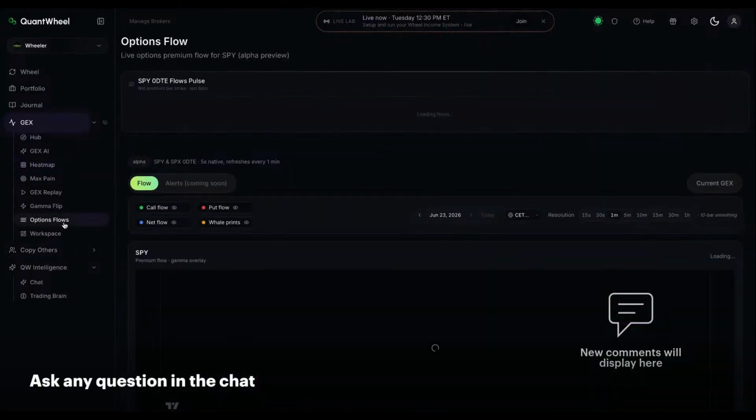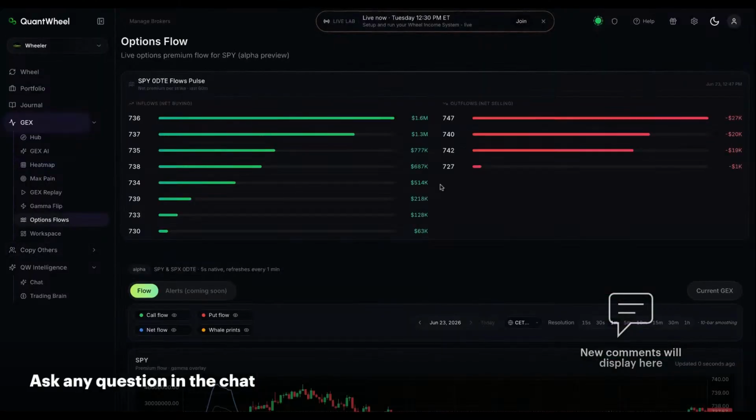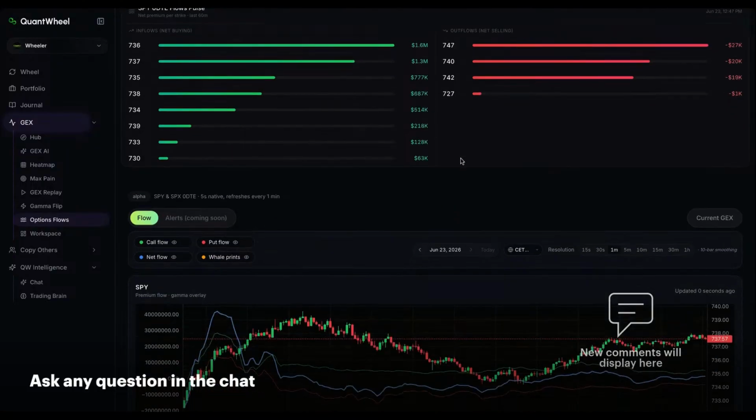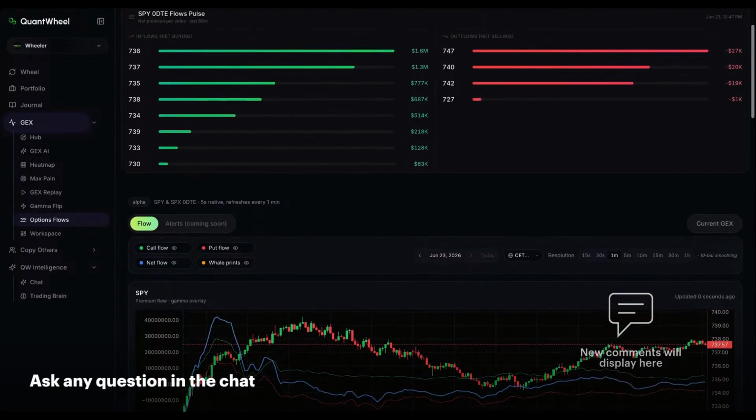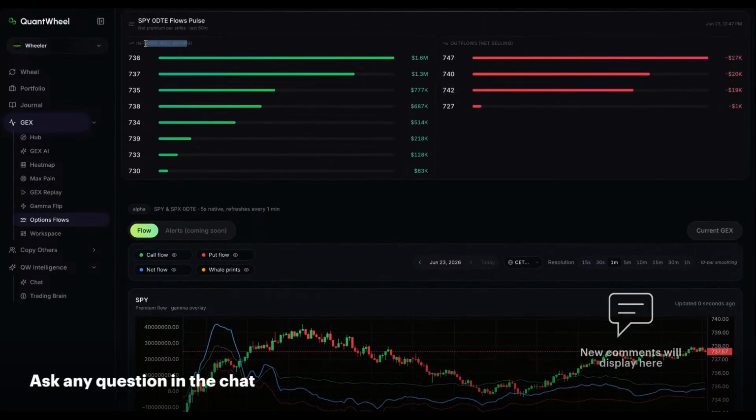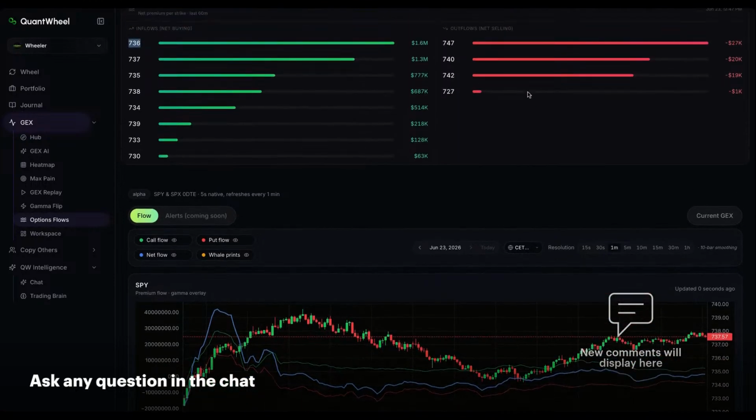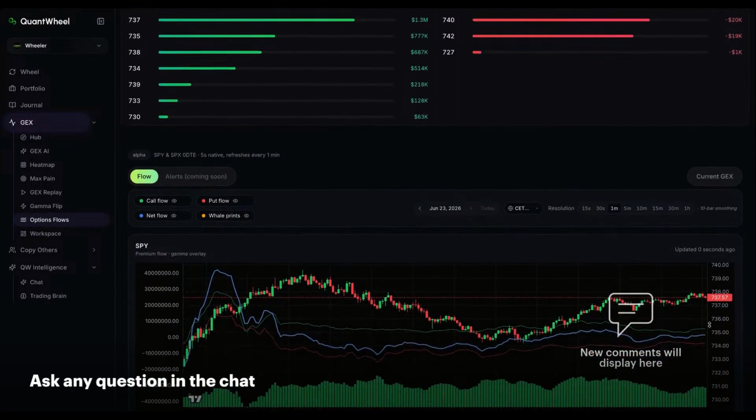Also on the SPY level and zero-DTE, I mostly just do flow trading. I take a look at the inflows, see which strike prices are getting the most cash deployed into them, and basically we see that 736 is the highest one for today. That would kind of tell me that we might be heading towards that level as the day goes on.